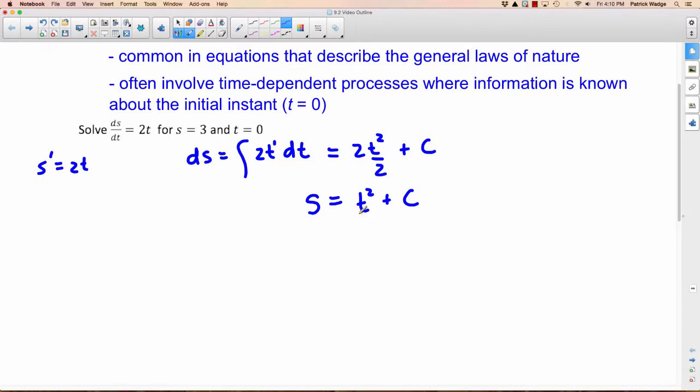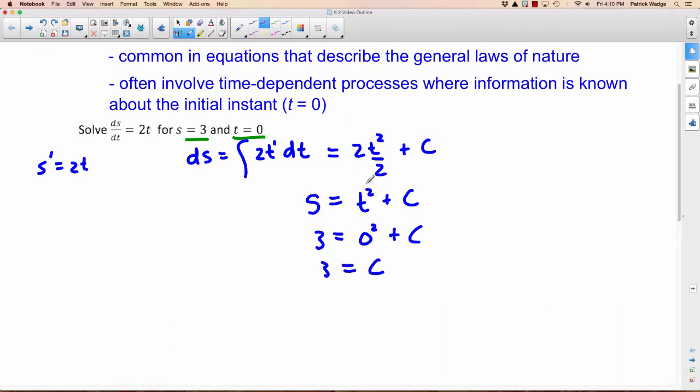But we can even do better than that, because look, it gives us some information. It tells us that s equals 3 when t equals 0. So what do you think we do with those things? We're going to plug them in here. S equals 3 when t equals 0. We only have one unknown, which is c. If we solve this, we get 3 equals c. We now know what c is.